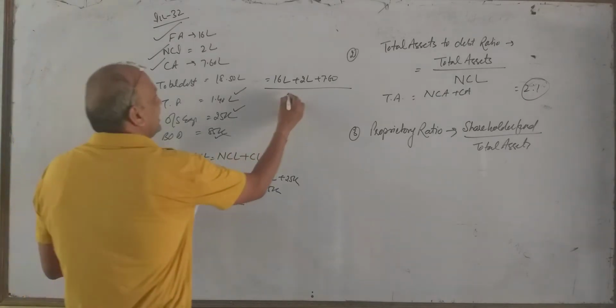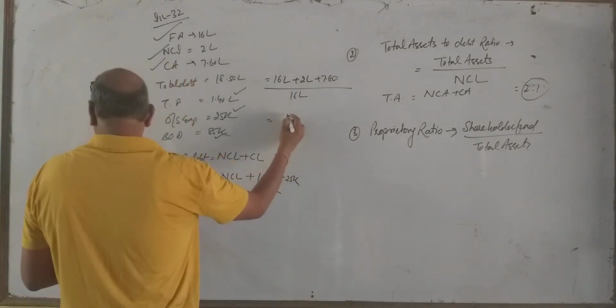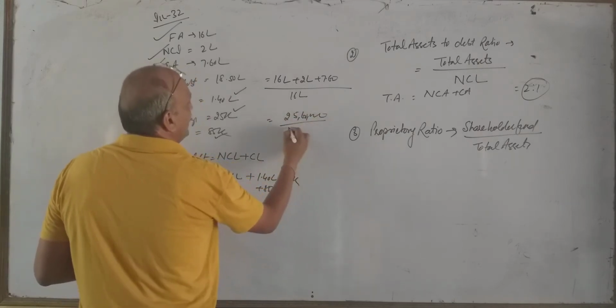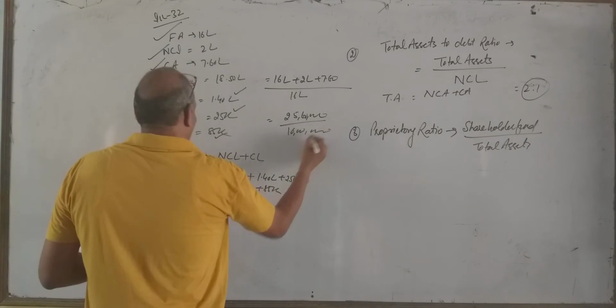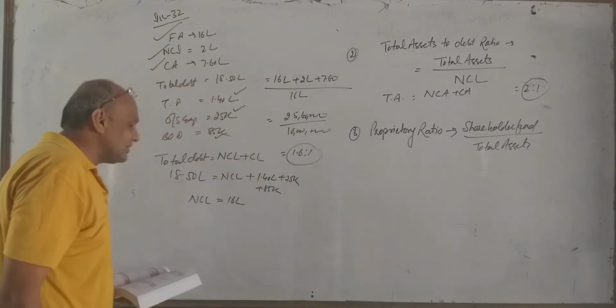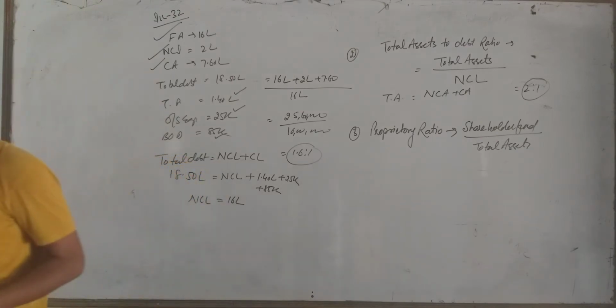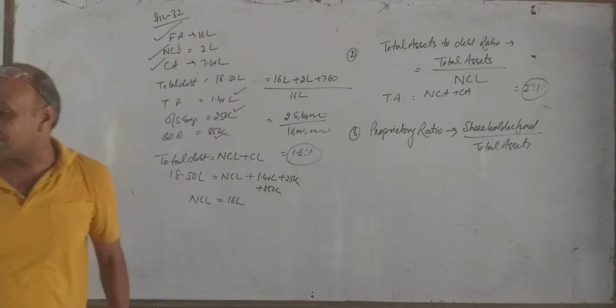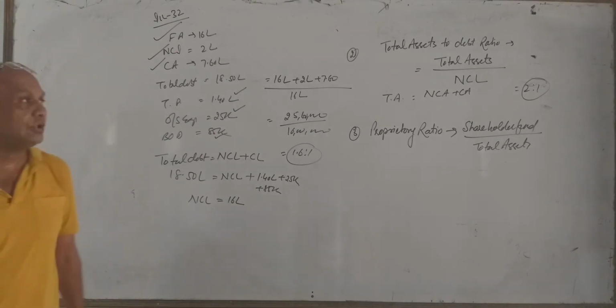So let us do it, sir. Total assets 25 lakh 16,000 divided by 16 lakh, and when you calculate, the ratio comes to 1.6:1. So this is known as the total assets to debt ratio. I hope the meaning is clear.